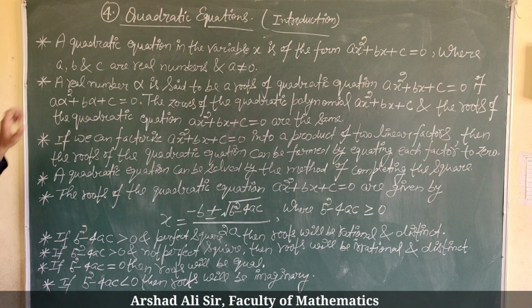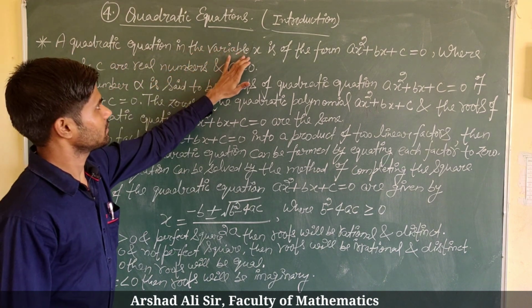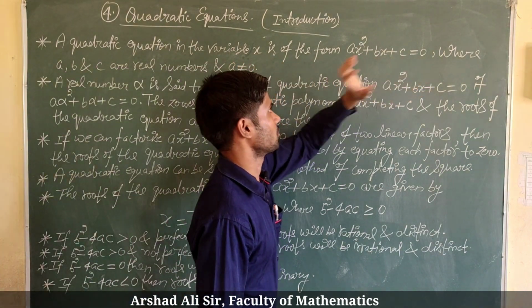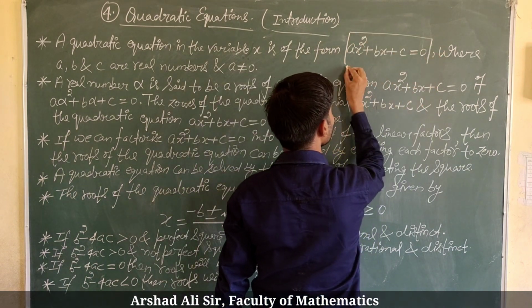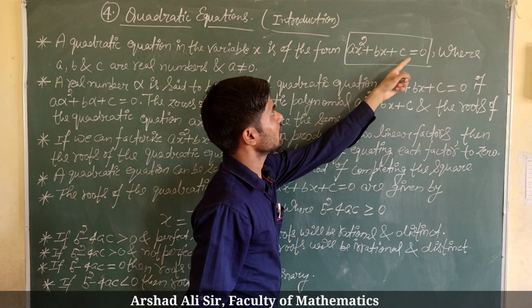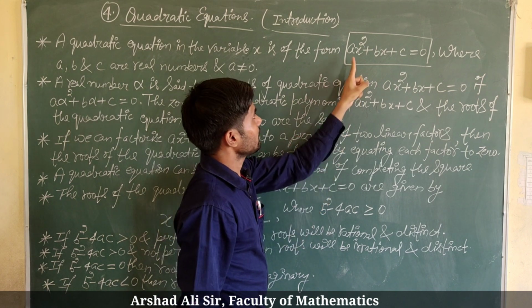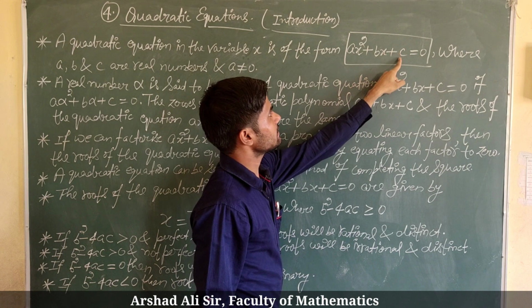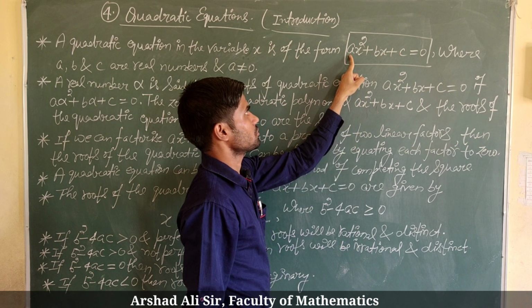First note point is that a quadratic equation in the variable x is of the form ax square plus bx plus c is equal to 0. Okay, dear students, you have to remember this form. This type of form will be called a quadratic equation. a, b and c are real numbers, and remember one thing, a is not equal to 0.